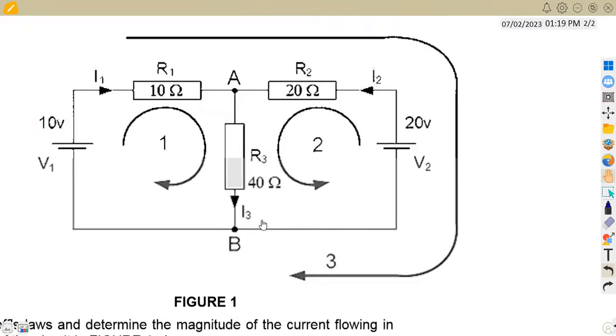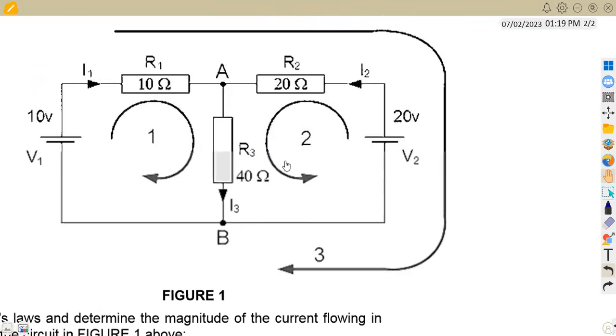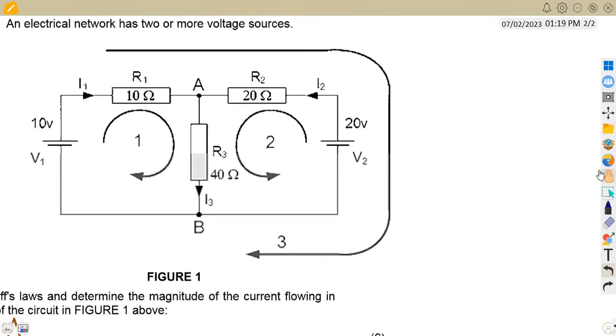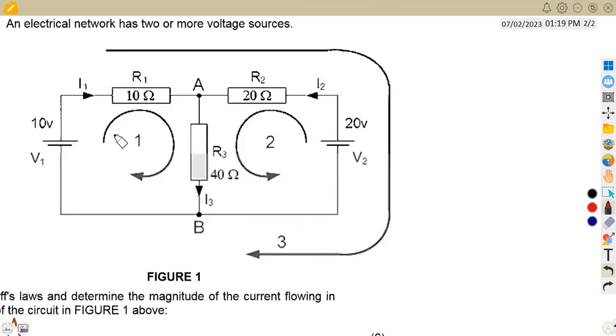How can we apply Kirchhoff's laws in this case? Let me try to reduce this diagram so we can see it clearly. Remember, from Kirchhoff's laws, all you need is to find a loop that you're going to work from. Here we're given 2 loops, the first, the second, and also a third loop if you want to use it. I'm just going to use the first loop and second loop. They're enough to find the currents that we want.